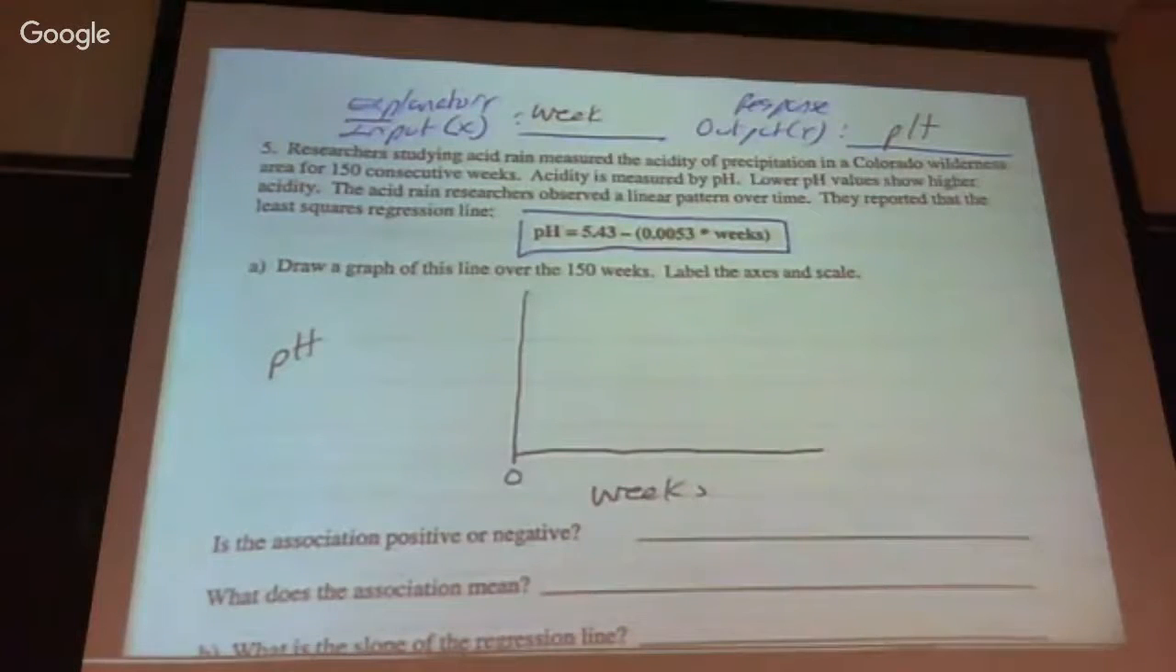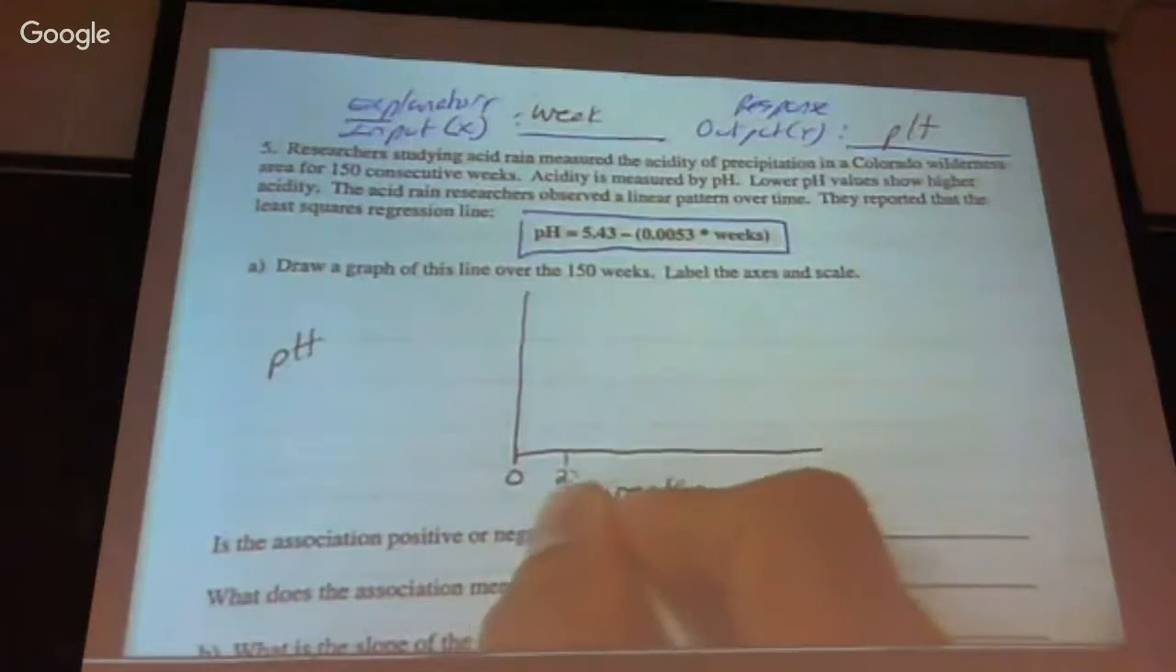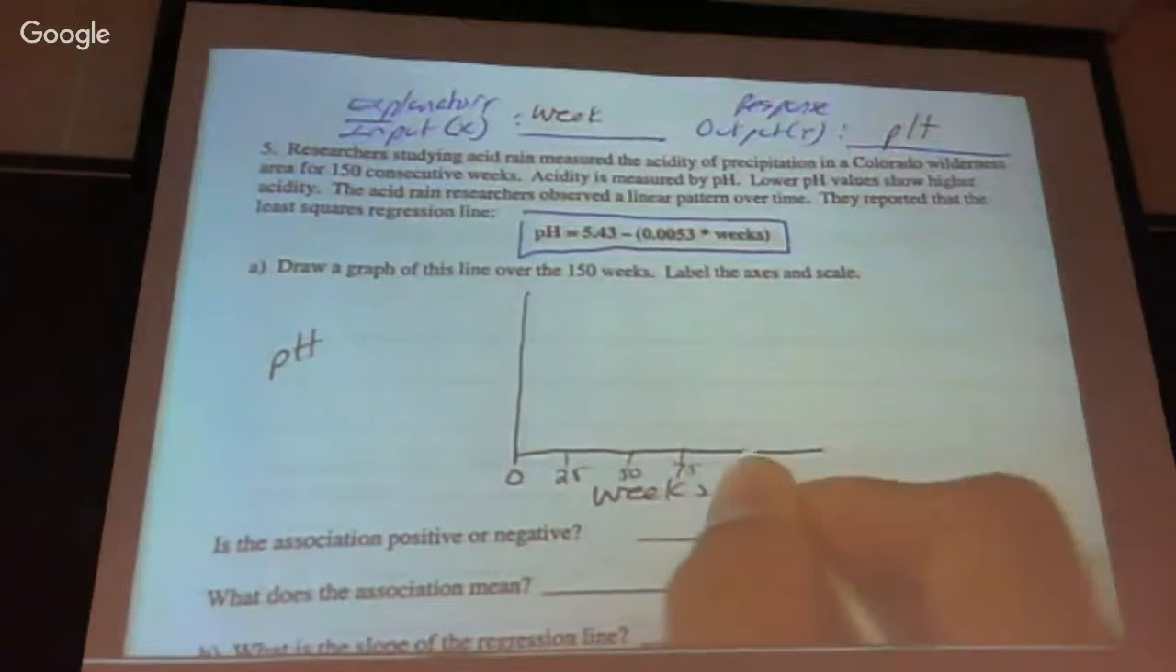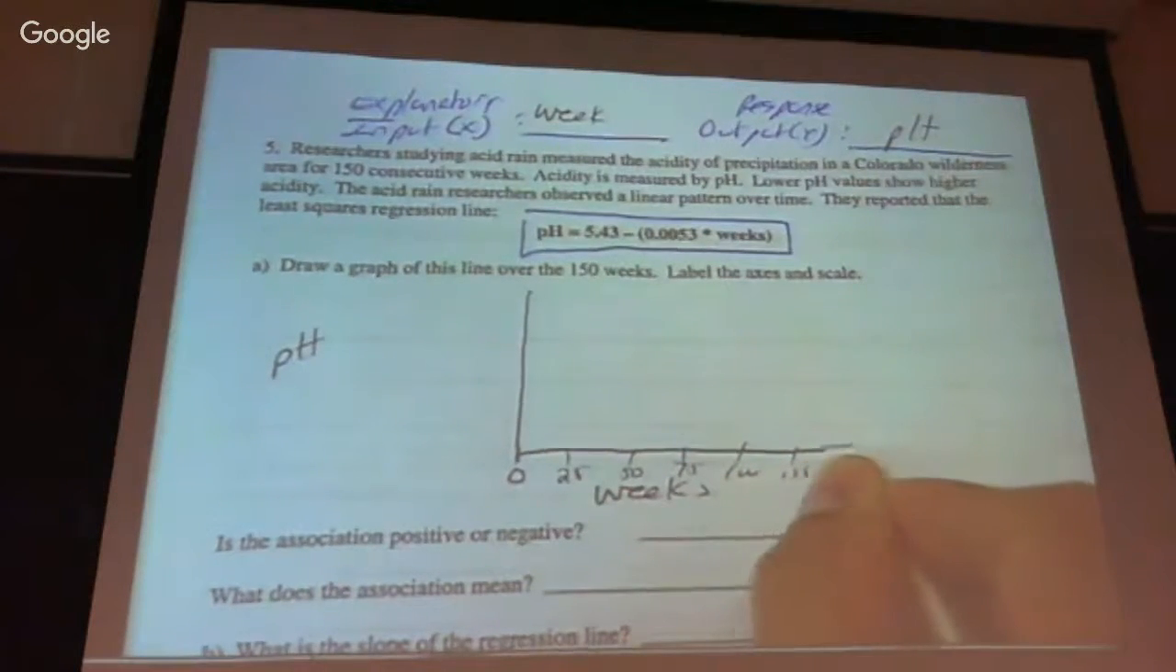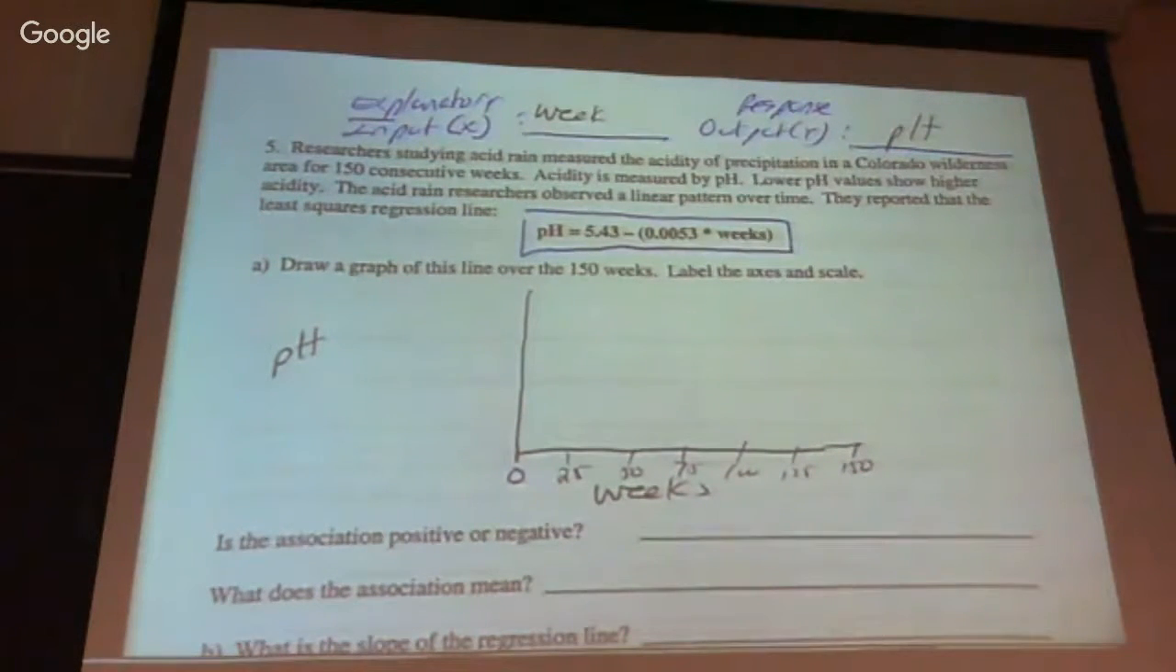And what should we count by? Maybe 25. Like 25. Good. 0, 25, 50, 75, 100, 125, 150. Are we okay?